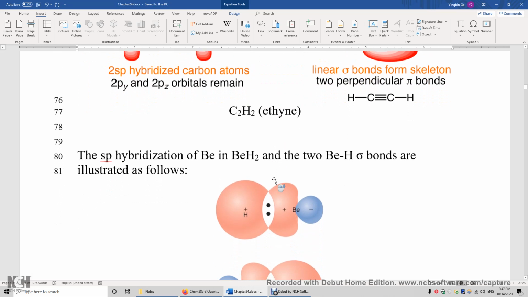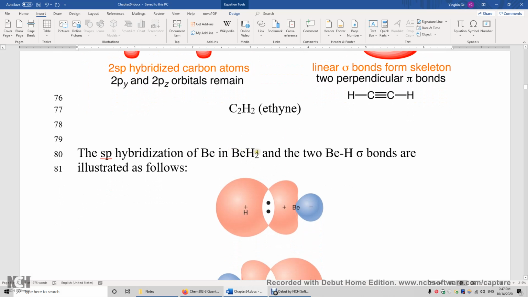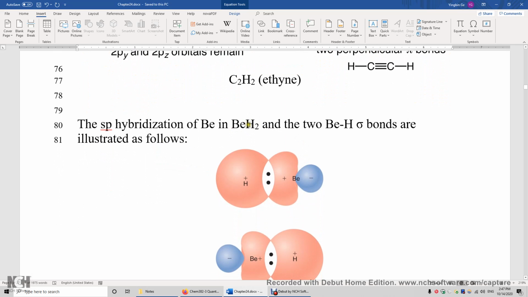We can look at another example, beryllium dihydride. So in beryllium, you have the 1s2 2s2 electron configuration. Again, you can promote one of the two s electrons into the 2p orbital. And then you have 2s1, 2p1. You mix these two and form two different sp hybrid orbitals. Well, when I say different, they have actually the same shape, but they are pointing in opposite directions.